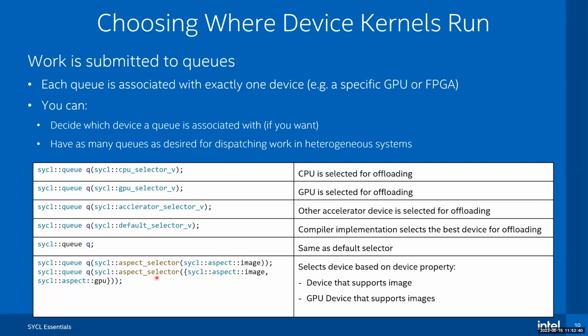The second example here is mainly saying you can put multiple aspects here, right? You can say something that supports images and also has to be a GPU. So in this case, it will select a GPU that also supports images, right? So these are some of the different ways you can do your device selection. But to start off with, you can just use the default selector.